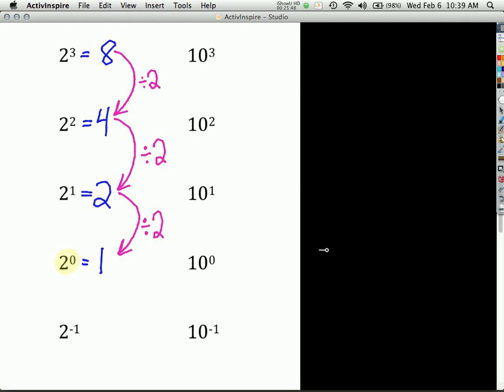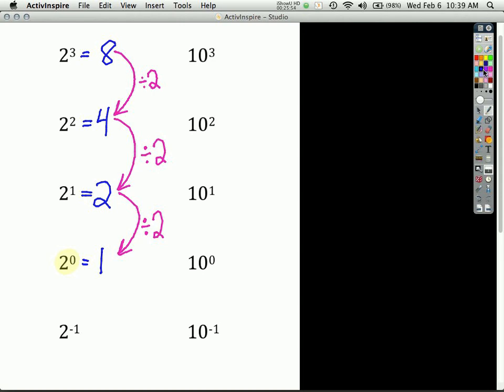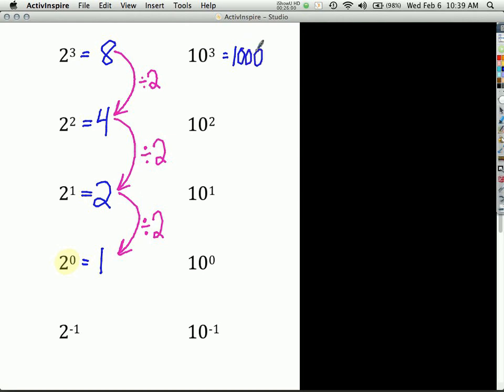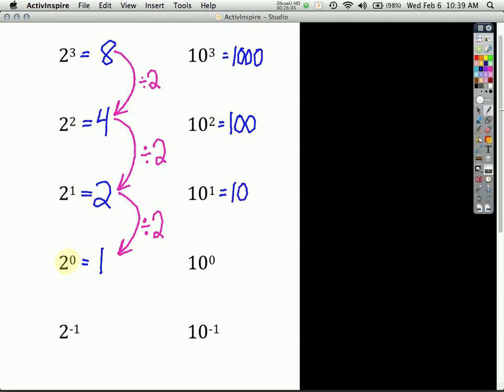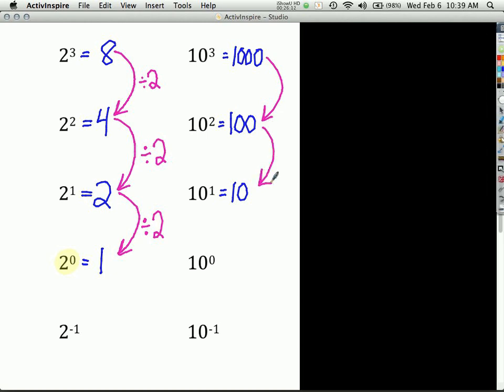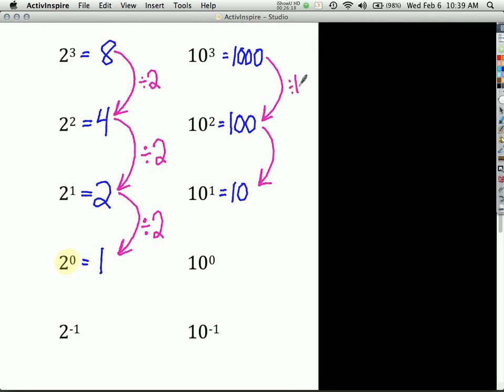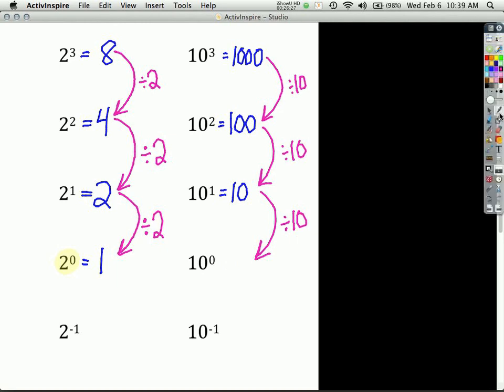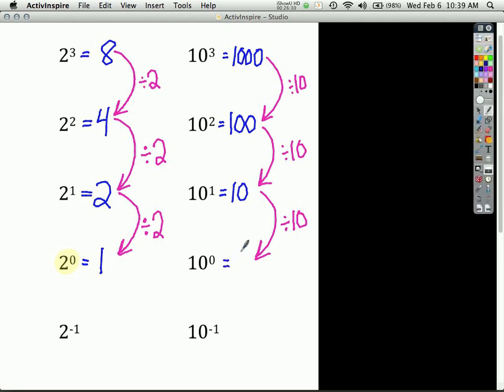The next one you do not have to write down, but I just want to show you that it works no matter what number you use. So I'm going to do this quickly. 10 to the third power is 1,000. 10 to the second power, 100. 10 to the first power is 10. How do we get from one to the next? What is the pattern that's being established? Abby? Yeah, we're dividing by 10. Divide by 10, divide by 10. So continue the pattern. 10 divided by 10, again, you get 1. So it works no matter what.